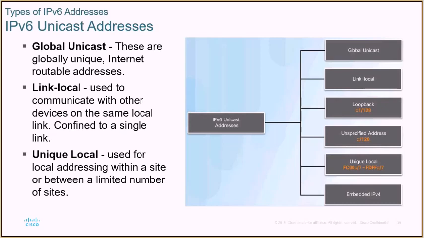Now, unique local is sort of a bit like the private addressing ranges in IPv4, and so you can actually have all three of these addresses at the same time on the same host. You can do that.